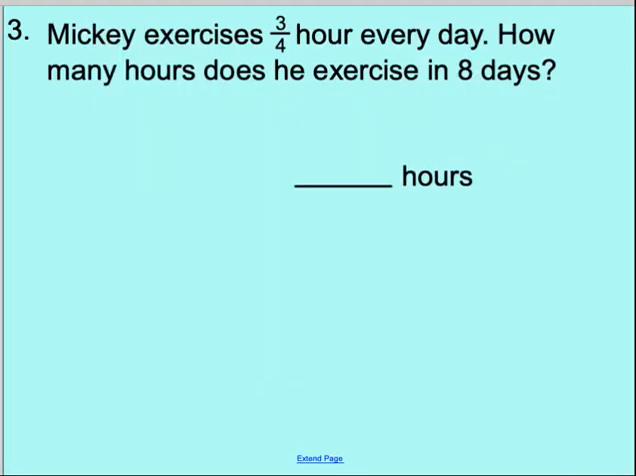There we go. Number 3, Mickey exercises 3/4 hour every day. How many hours does he exercise in 8 days? Okay, we could solve this in a few different ways. We could count by 3/4 8 times, so you could count by multiples, or you could solve 3/4 times 8, right? Okay, and we're multiplying by the whole number 8 because it's 8 whole days, right?